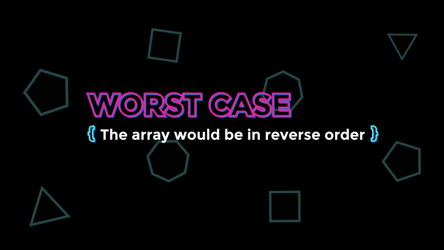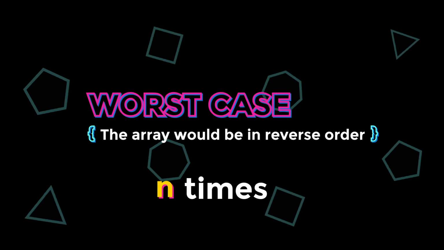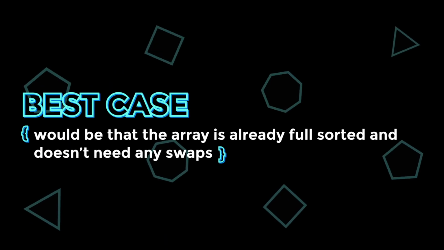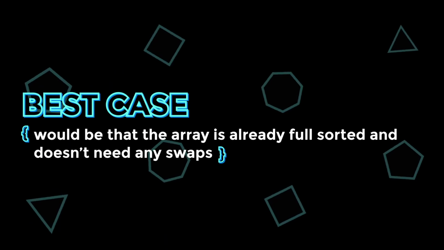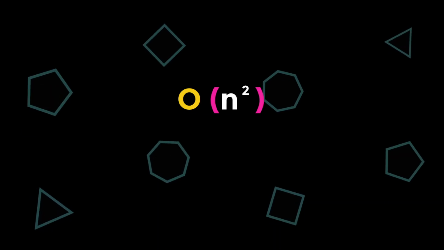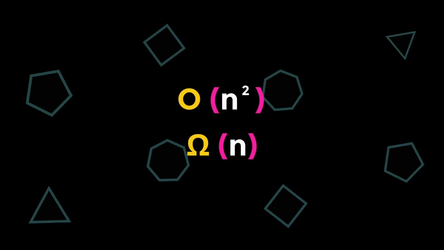So now let's move on to our worst case, which is that the array would be in reverse order, so we would need to bubble sort n times to get it ordered correctly. But the best case is that the array is already perfectly sorted and we don't need to make any swaps. So the worst case is O of n power 2, and the best case is omega of n.